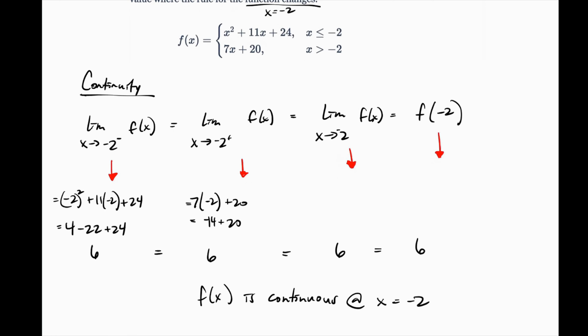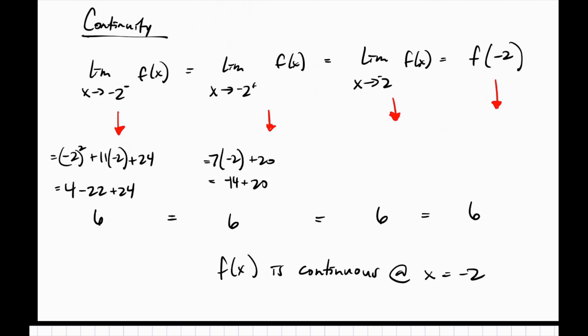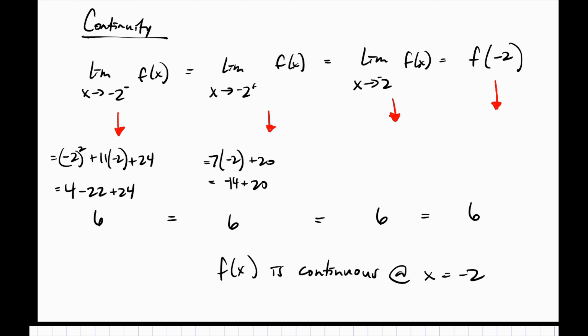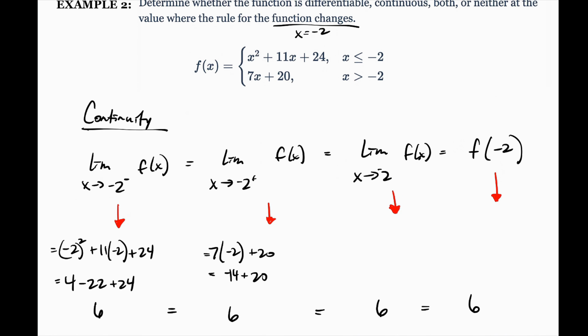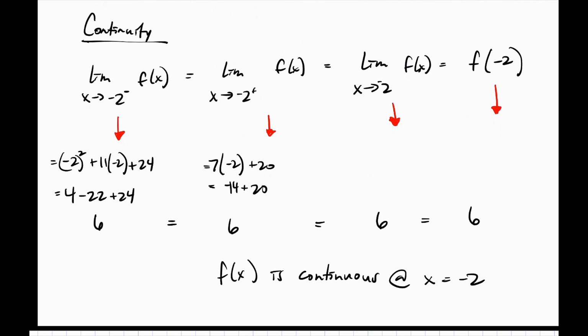Okay, so I checked continuity. They wanted me to check where it changes. The only place it could change is at -2. The function changes at -2. It goes from the top function to the bottom function. So I plugged in -2 to the top because that's the less than. I got +6. And then I plugged in -2 to the right. I got +6 as well. That means there's a limit at +6.